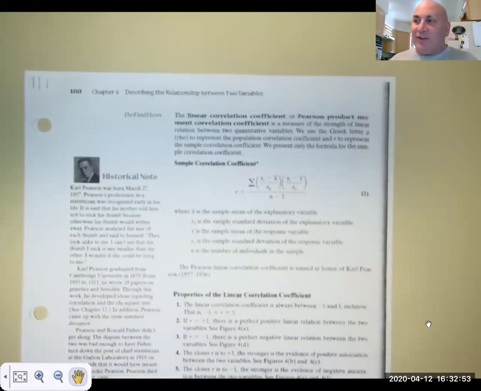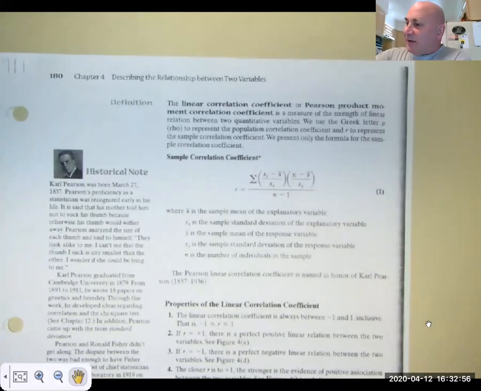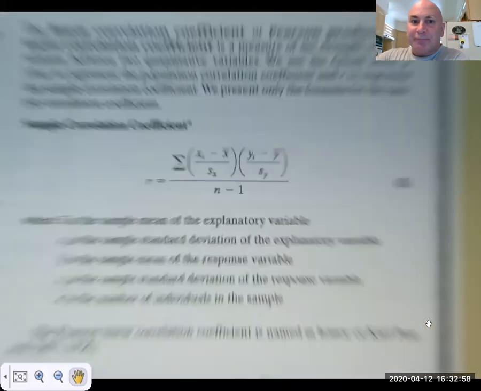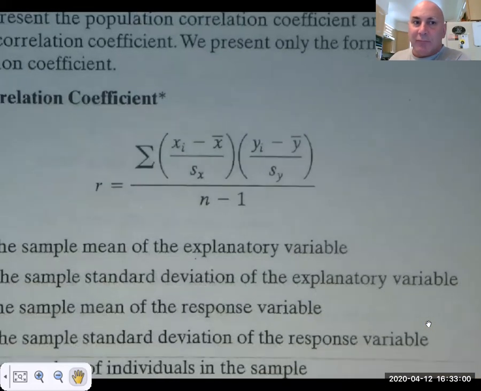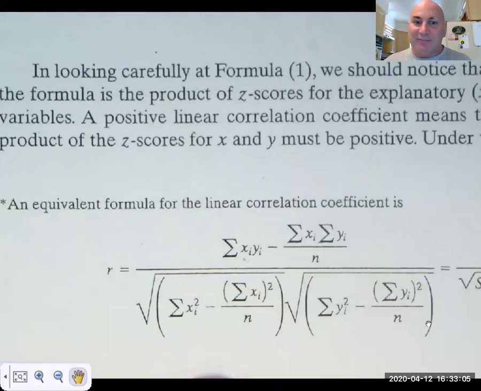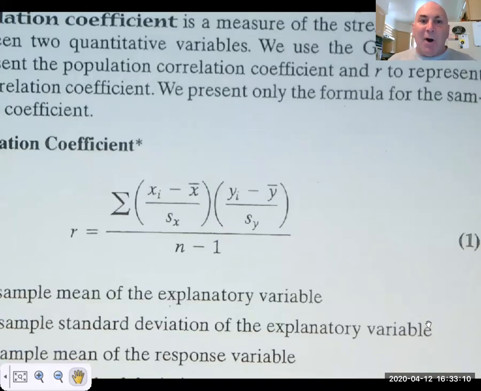So let's go back to our handout that I discussed in the last video. In that handout, we had two different ways of calculating R. You had this method here, and then you had this formula at the bottom of the page. Let's calculate R both ways for that parabolic data set and see what happens.